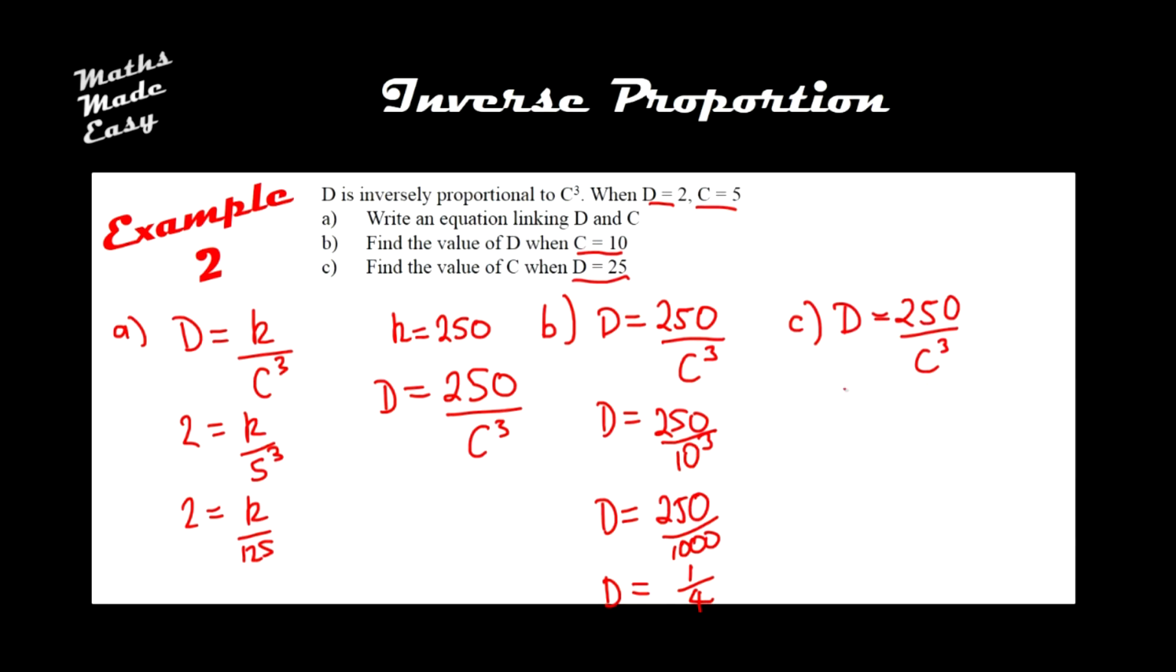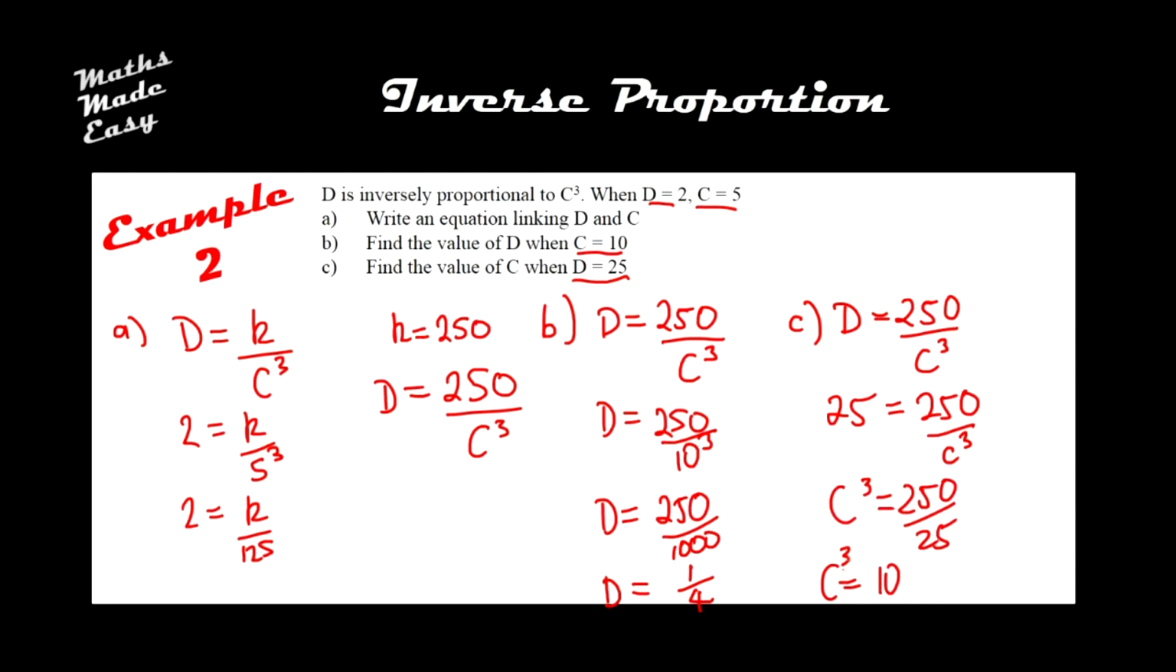For part C, we write the formula out again, 250 over C cubed, and this time we're told D is 25. So 25 equals 250 over C cubed. Now I don't have to cube this time because I've got the C cubed and I've been told D, but if I rearrange, C cubed would be 250 over 25, in which case C cubed would equal 250 divided 25 is just 10.